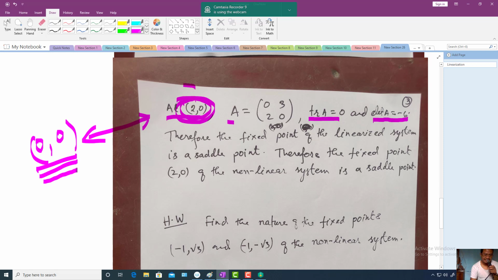So this is the fixed point for the linearized system in the new coordinate system, capital X1, X2. All right, and this is the fixed point for the non-linear system. So this fixed point is a saddle. It is unstable. All right, therefore this is also an unstable saddle fixed point. All right, so this is the one.